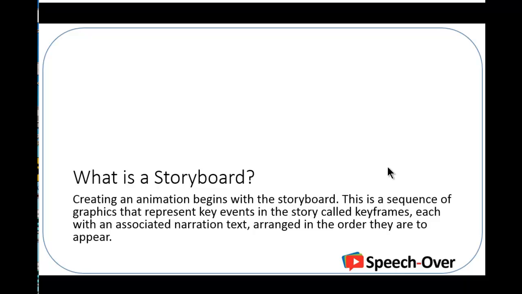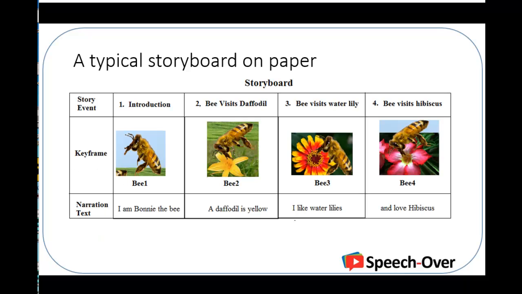This is a sequence of graphics that represent key events in the story, called keyframes. Each keyframe is associated with a narration text, arranged in the order that they are to appear. Here's a typical storyboard that a designer might create on paper. It represents a sequence of key events in the story, where each event has a graphic called a keyframe, and narration text to be spoken with the keyframe.